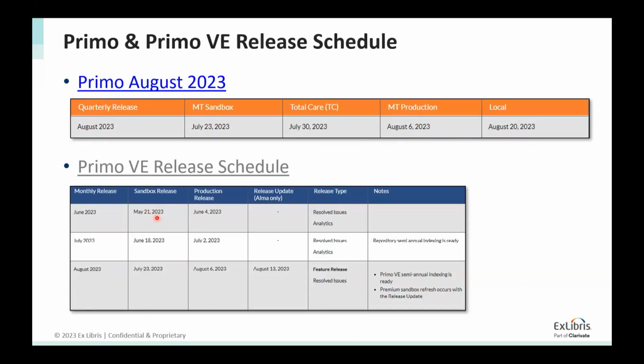For Primo VE, the main feature release will be available again on July 23, this Sunday, on the sandbox, and on production on August 6. This is also to remind you that we have a twice-a-year semi-annual indexing, and by August this will be completed.